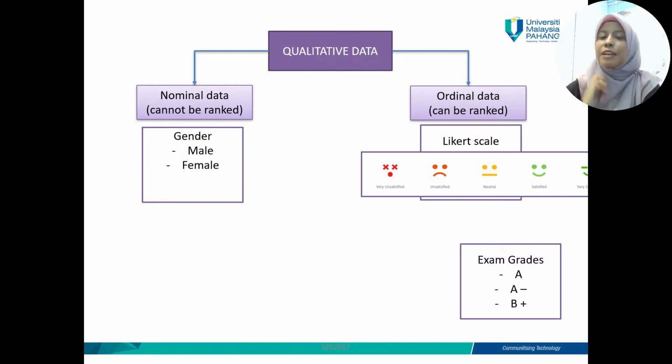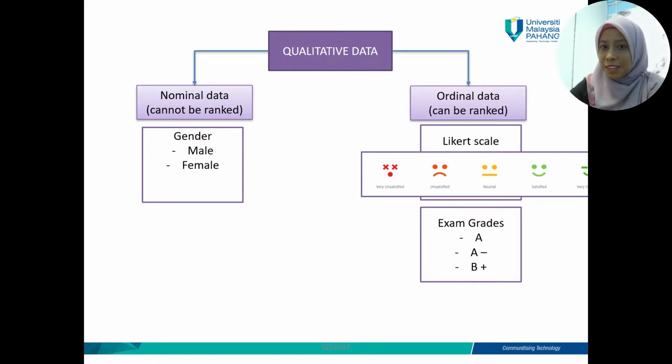And finally, exam grades. What do you think about exam grades? Can you rank the exam grades? Yes, you can. So exam grades is considered as qualitative ordinal data. Alright, okay, so that's another classification under the category of qualitative data.